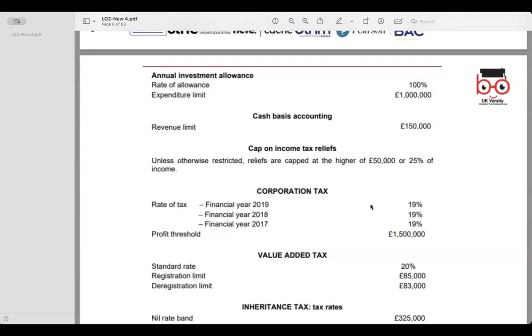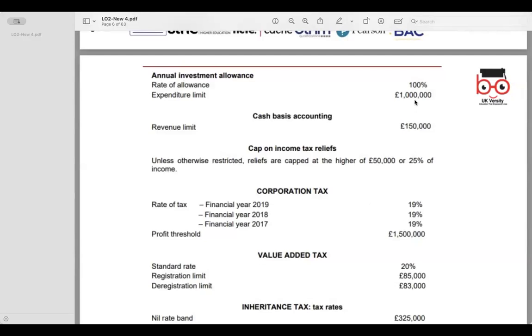Annual investment allowance. This allowance allows businesses to deduct the full value of qualifying expenditure on assets from their taxable profits. The rate of allowance is 100%, meaning businesses can deduct the entire cost of eligible assets up to a limit of 1 million pounds.